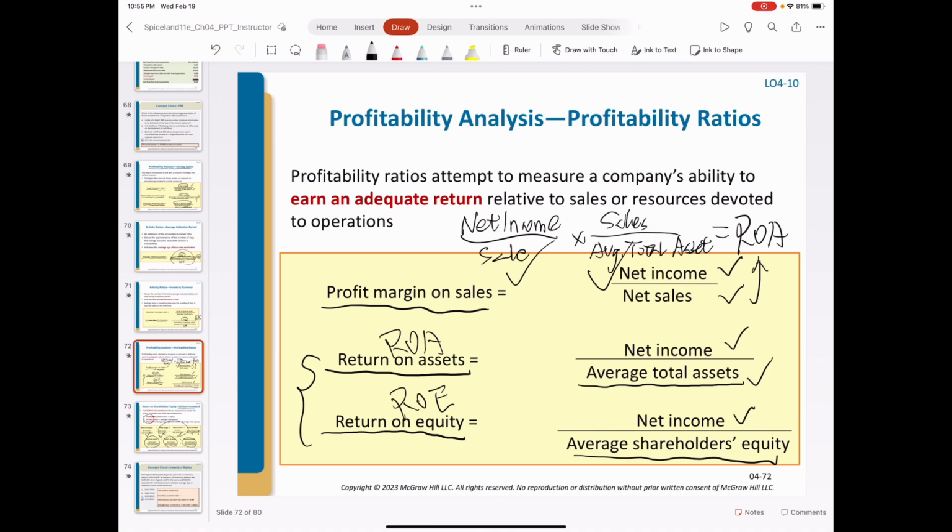The company improves its ROA through two different ways. One is to increase its profit margin, generating more profits from each dollar of sales. The other is to increase its activity ratio, utilizing its assets more efficiently, generating more sales from each dollar of investment or assets.